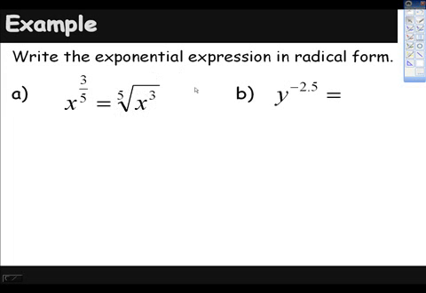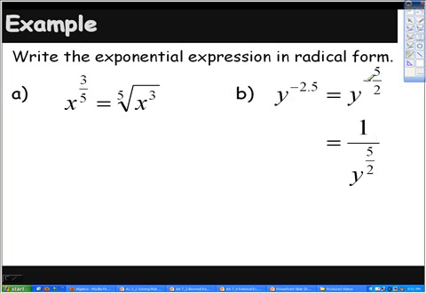How about y to the negative 2.5? Well, I don't know what to do with decimals, but I do know what to do with fractions. So I'm going to change the decimal to a fraction. That's y to the negative 5 halves, which is 1 over y to the positive 5 halves. Remember, this negative sign, all it does is take the y across the fraction bar. After it does that, it's done its job, and we're positive now on the 5 halves.